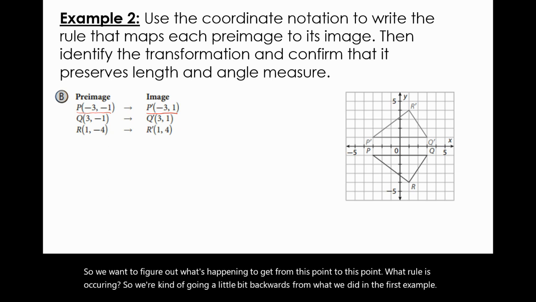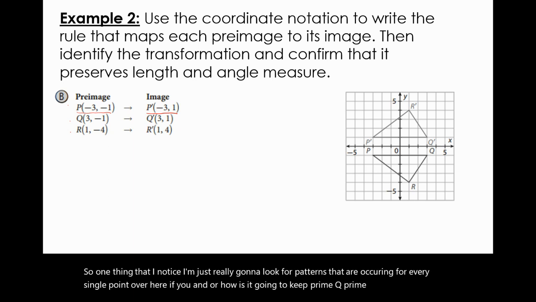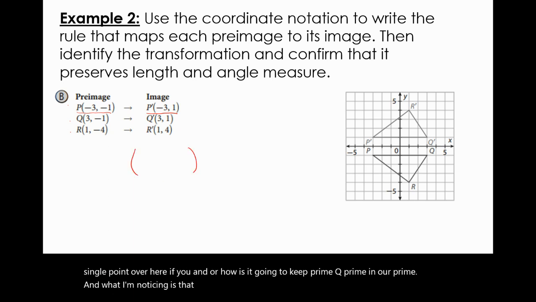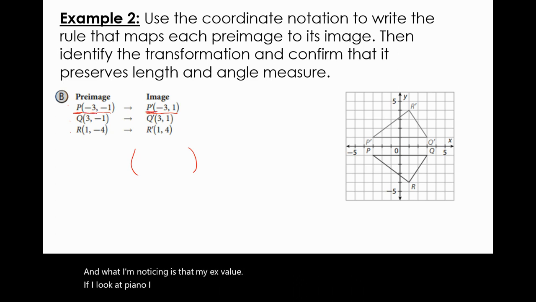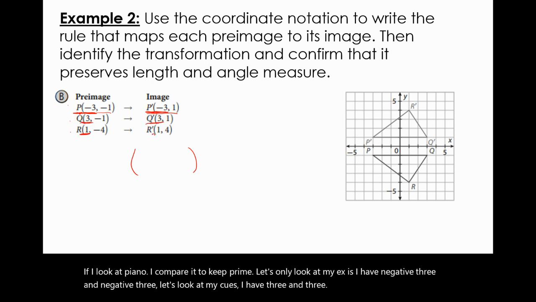One thing that I noticed, I'm just really going to look for patterns that are occurring for every single point over here. P, Q, and R, how is it going to P prime, Q prime, and R prime? And what I'm noticing is that my X value, if I look at P and I compare it to P prime, let's only look at X's. I have -3 and -3. Let's look at my Q's. I have 3 and 3. And my R, I have 1 and 1.